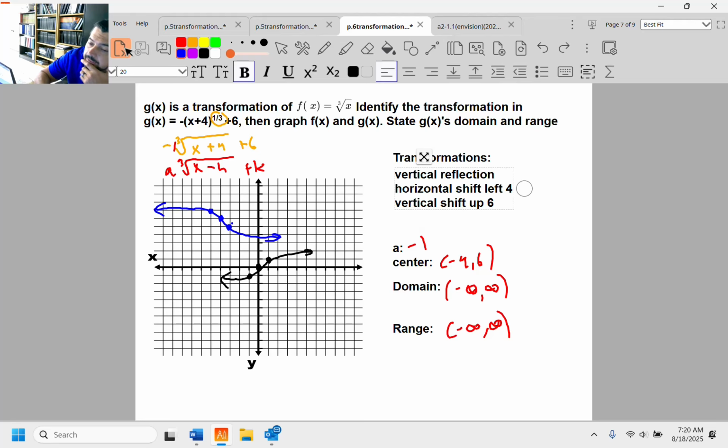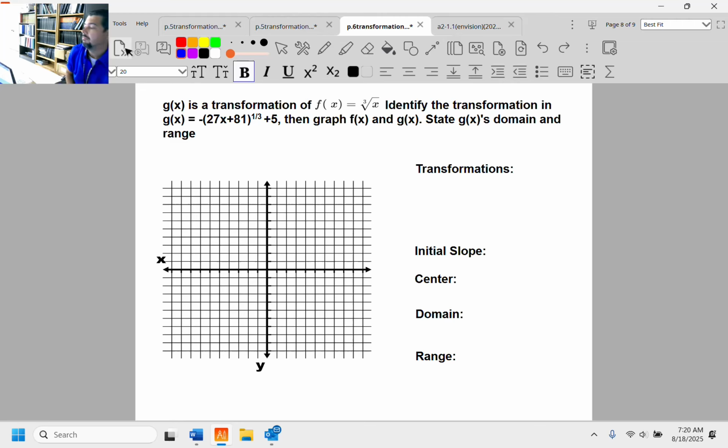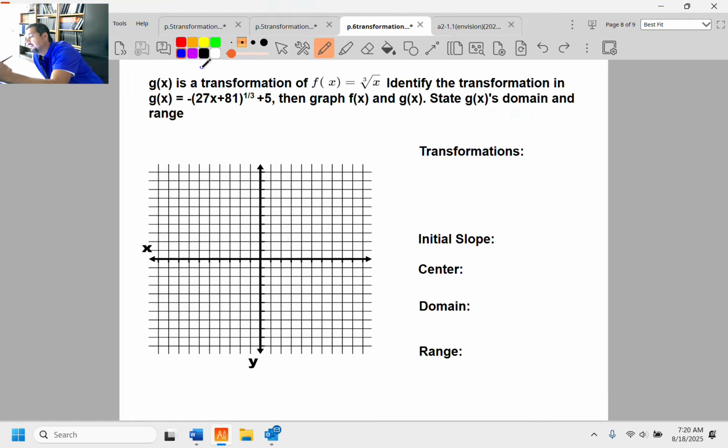Last slide. And it's going to be one of those that's not in the right form. And it's not. Your form here would be something like a times the cubic root of x minus h plus k, and we don't have it. We have k. Like, I know that k is 5. That's about all I really know. So I'm going to do a little factoring. Let's go ahead and use a cubic root symbol.